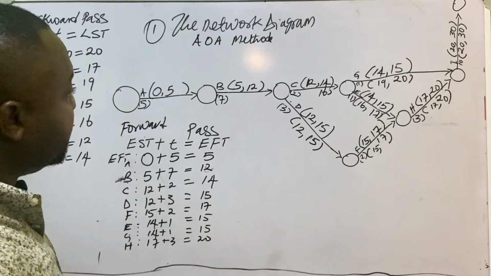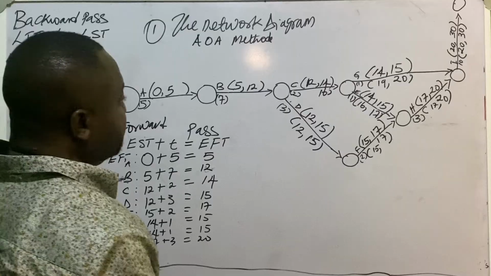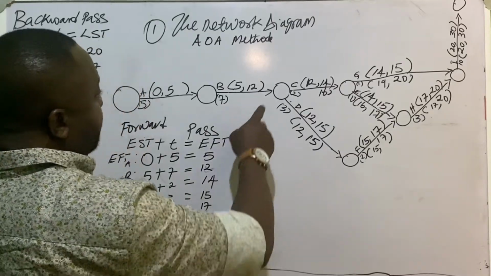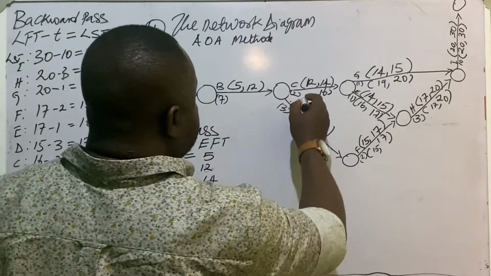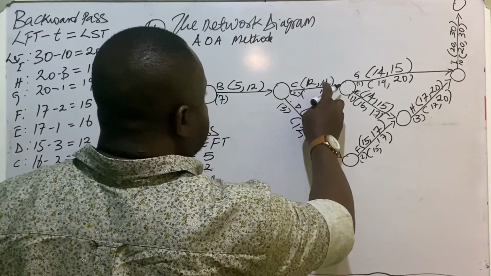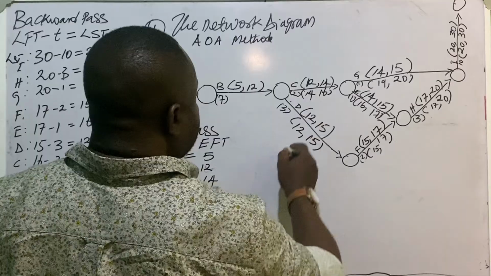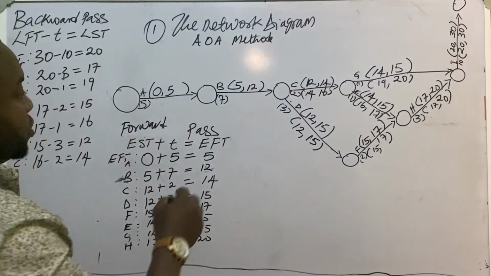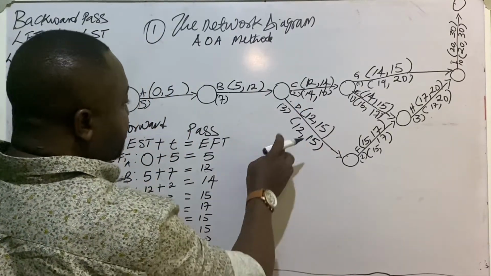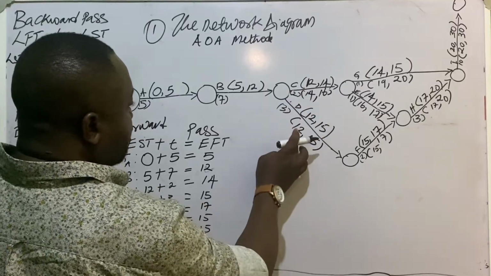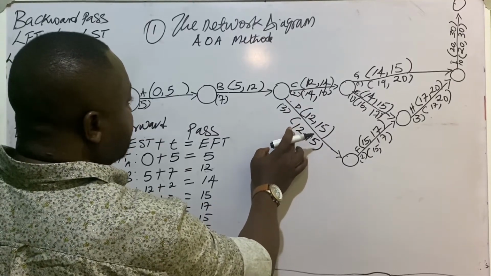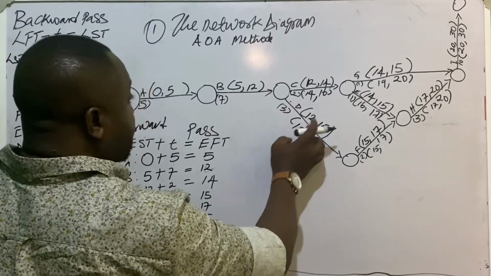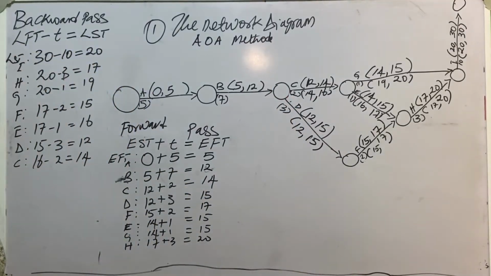Then, just like we explained earlier, now that we have two activities, C and D, coming into the activity B, the one that has the higher value, this is 14. The one that has the smaller value will be chosen. So between 12 and 14, we have 12 as the smaller value. So we're going to choose 12 against 14.